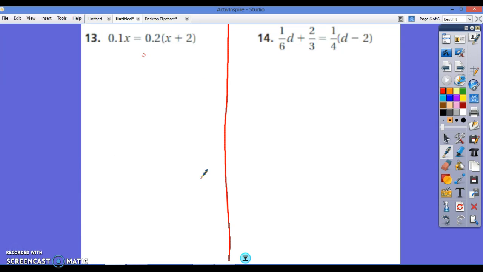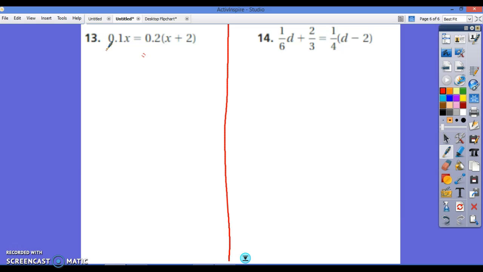All right. Now, if we're taking a look at numbers 13 and 14, these ones look a little tougher, but these are still doable problems. For number 13, you're working with decimals. Number 14, you're working with fractions. But you can make both of these fractions.